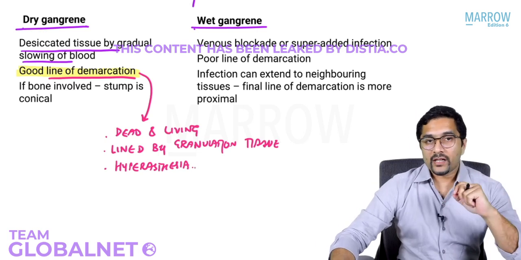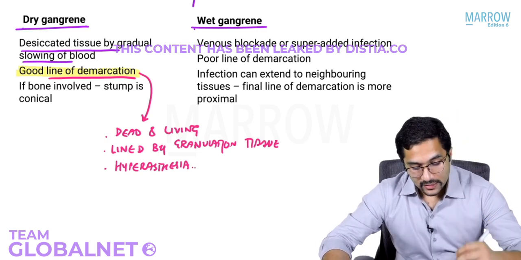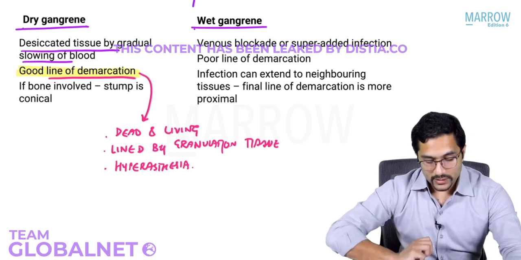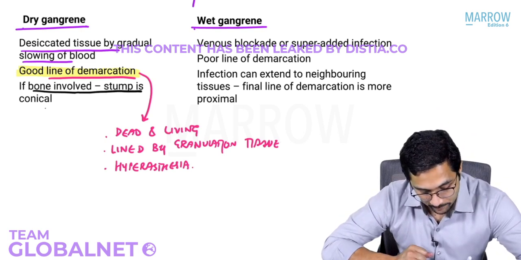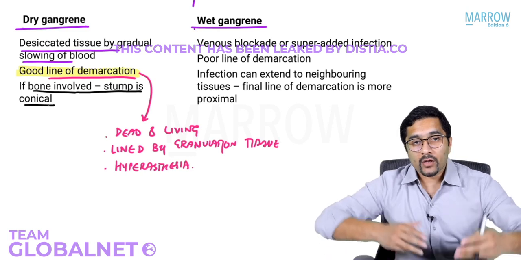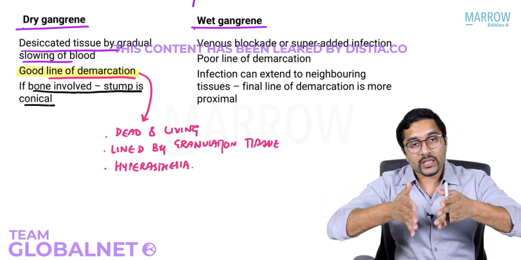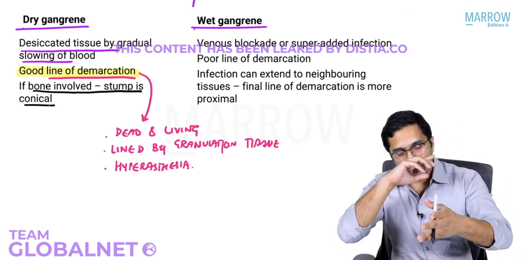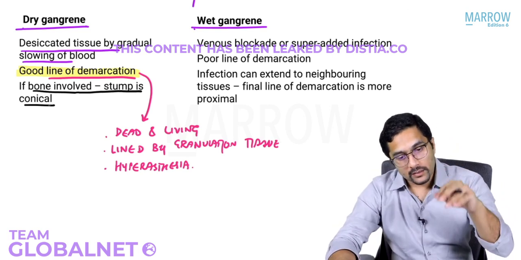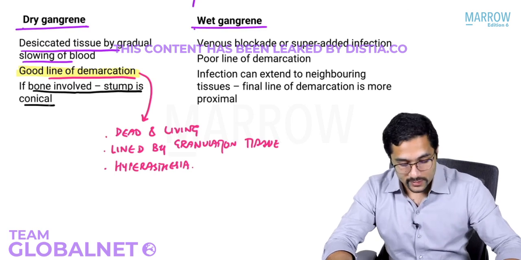So there is good line of demarcation in dry gangrene, and if the bone is also involved, then the stump is conical. Why? Because bone has better blood supply. So the bone line of demarcation will be more distal than the line of demarcation over the skin and the muscle.